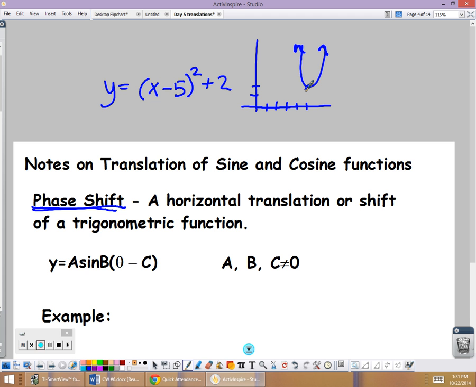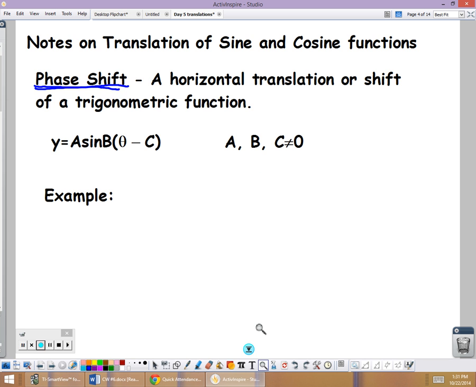Okay, here we go. A phase shift, this is important, go ahead and write those words down. A phase shift is a horizontal translation or shift of a trigonometric function. So far we talked about A and B. Today we're going to talk about C. This was kind of like our H in the other transformations. We're going to say C is not equal to 0, so that means a phase shift exists.